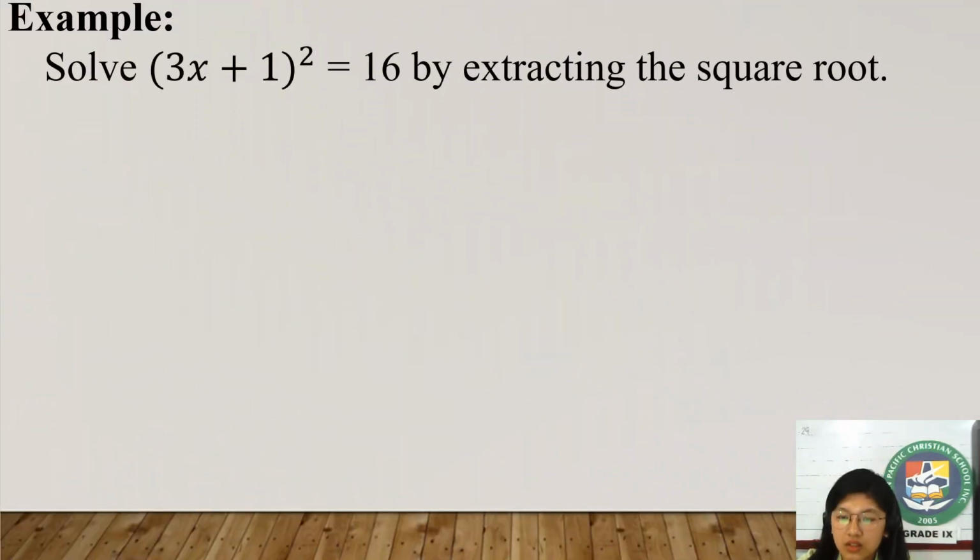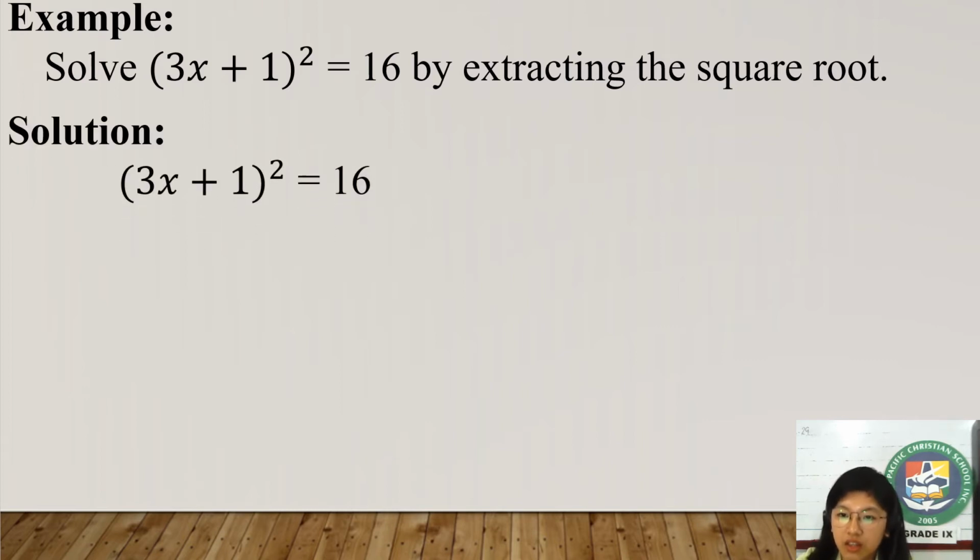So next, solve (3x + 1)² = 16 by extracting the square root. So again, the given. So, by extracting the square root.